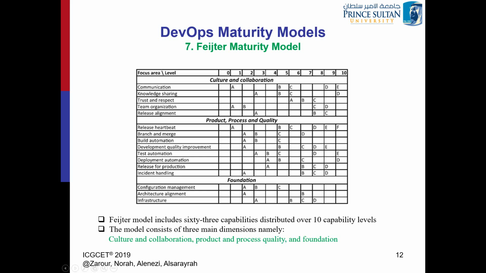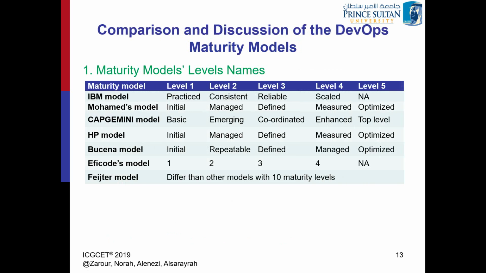Now, what we did is make a basic comparison between these different maturity models, so those who are interested in such maturity models can have a quick idea about the different maturity models documented in the literature. For instance, if we check the maturity level names, here are the maturity models, and here are the 5 different levels and the names in sequence for each level.